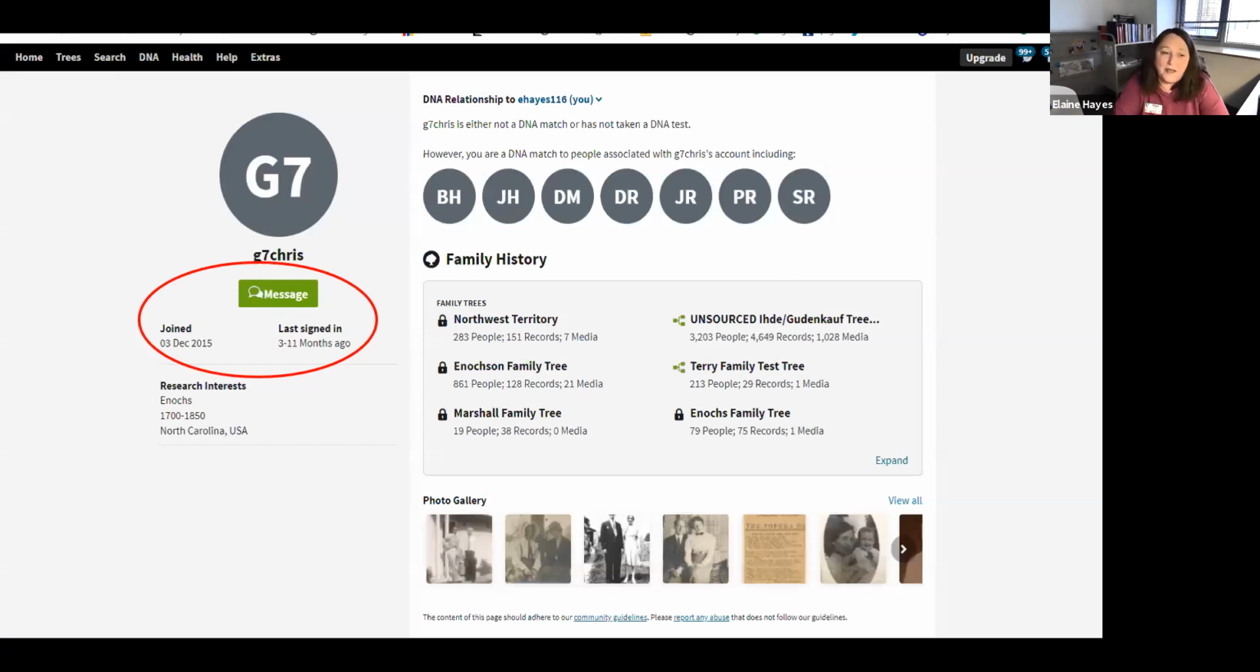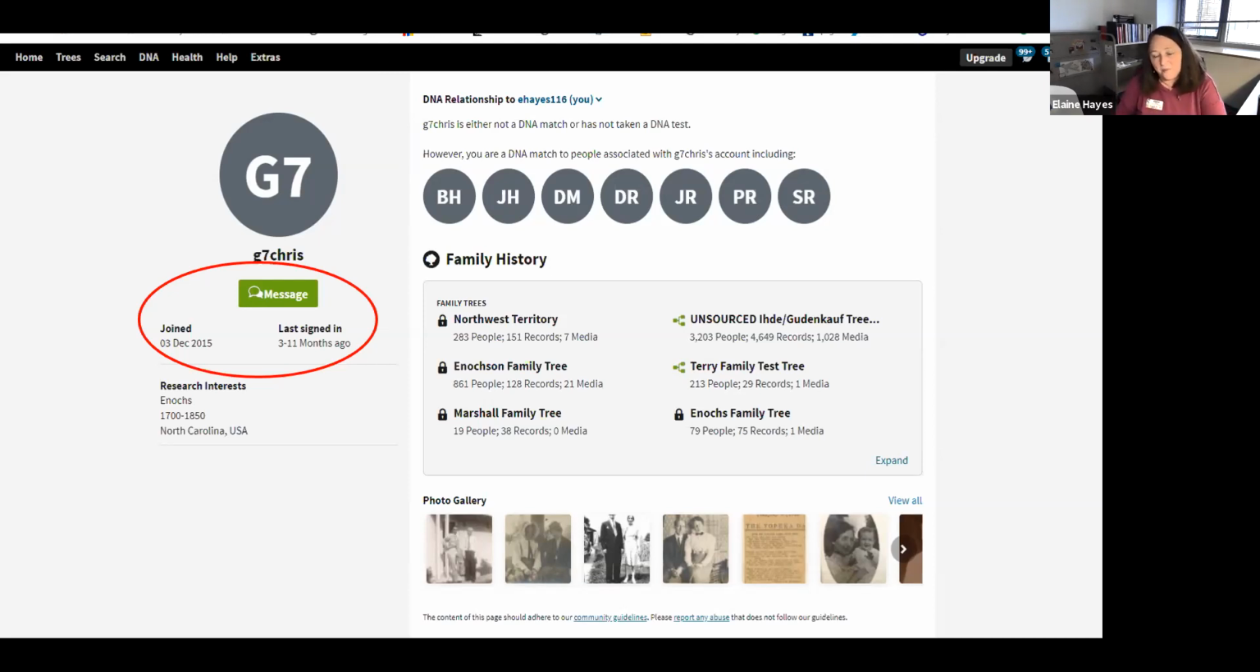And I can also communicate with G7 Chris. That's kind of what he's doing if he's managing it: if I want to talk to JH about our family tree, or BH about our family tree, I would have to go through G7 Chris. I've actually talked to him before, but it was 2 years ago. And when I looked at this the other day, I saw that he has not been on for between 3 to 11 months. So I'm a little worried about G7 Chris. I hope he's still around.